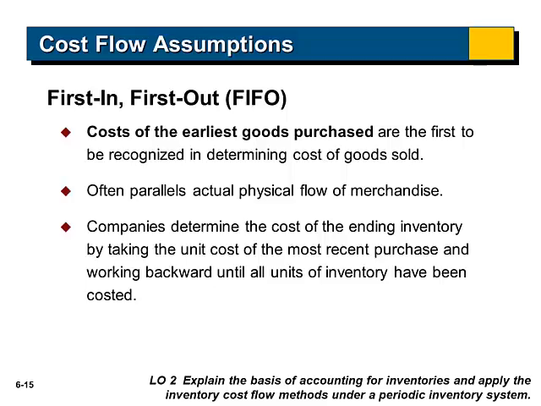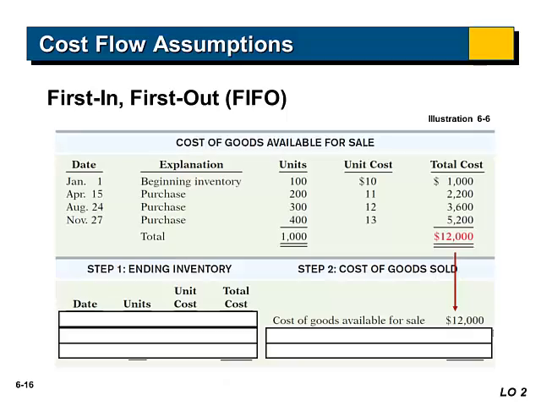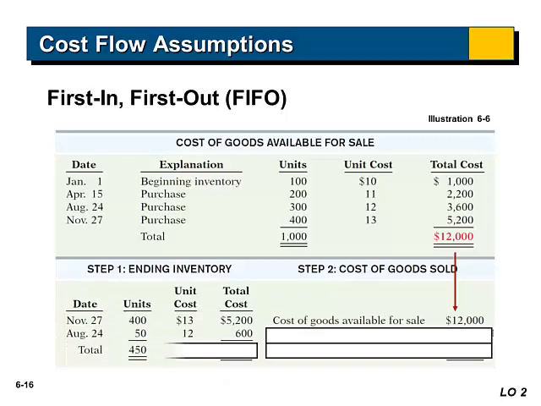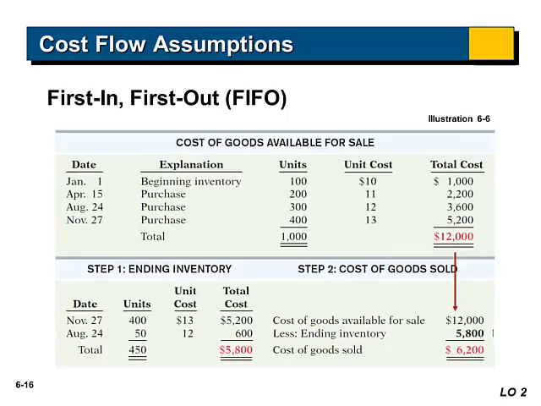Companies determine the cost of the ending inventory by taking the unit cost of the most recent purchase and working backwards until all units of inventory have been costed. So let's go through this in the next slide. If we walk through what's going on with our 1,000 condensers, we've got 1,000 units that are available for sale. We sold 550 of them.